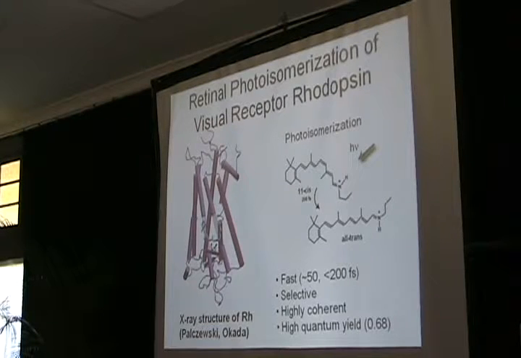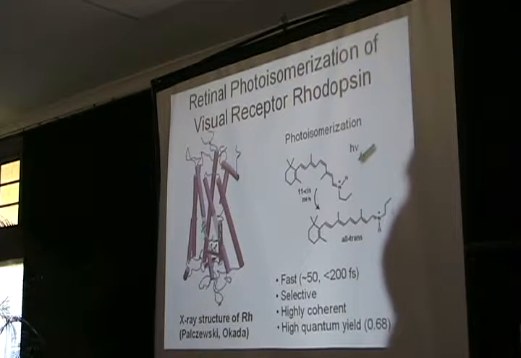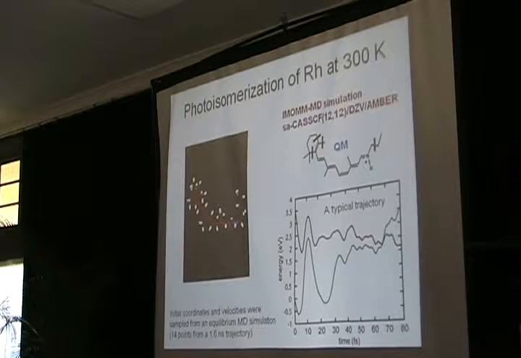So we applied this method to the visual receptor rhodopsin. This rhodopsin has photoisomerization from this bent form to this straight form, and the time constant is 50 fs, and it completes within less than 210 fs. So this is ongoing.